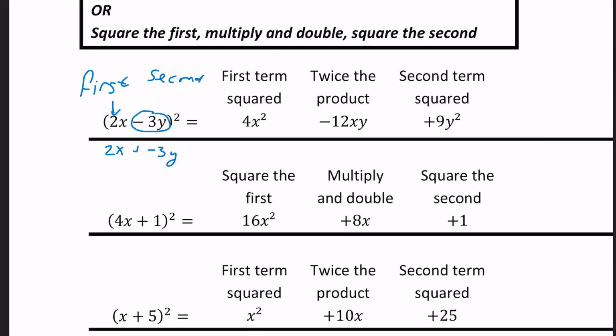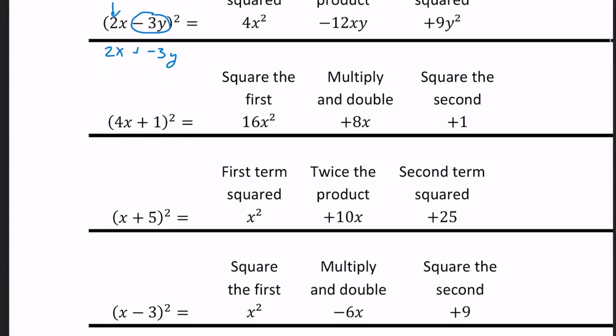So I'm going to say first term squared, so I just look at 2x, and I take 2x times 2x, that's the 4x squared. Then I say twice the product. So I take a 2x times a minus 3y, that's negative 6xy, and I double the answer. So that's where the minus 12xy comes from. And then I say second term squared, so I take negative 3y times negative 3y, and I get 9y squared.